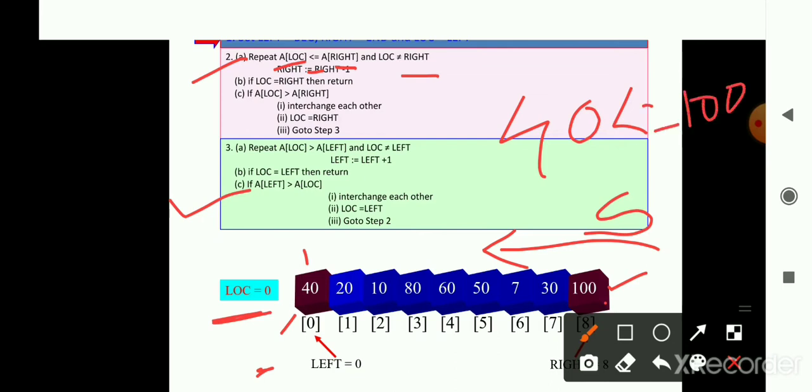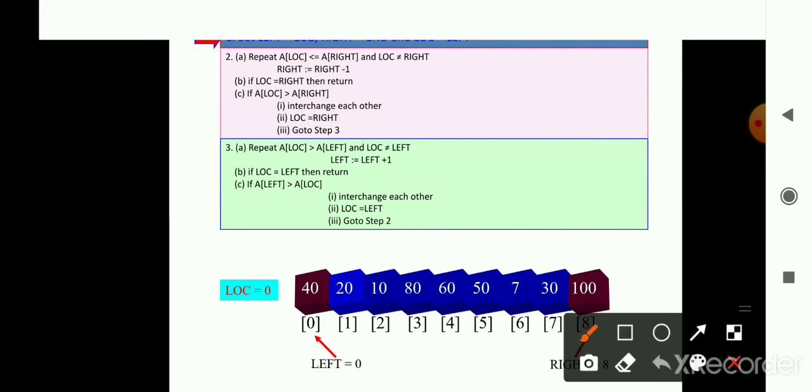That is the condition. And location is not equal to right. Here the location is actually left, it is not right. The condition is true here. So we are going for another line, that is right is equal to right minus 1, because A of location is already smaller than the right hand element. So we are finding the smaller element than your pivot. So we are going for the previous, right minus 1.